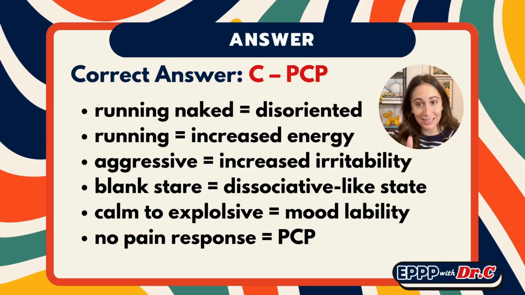Answer is C, PCP. So running naked, yes, that's some disoriented behavior. Again, running in general, that's an increased energy related activity. Aggressive, there's irritability, blank stare. So this was the dissociative piece. I don't love that they included that because that can kind of throw you off. But then calm to explosive, mood lability, and then finally the kicker was no pain response. That's how I know this is definitely PCP.